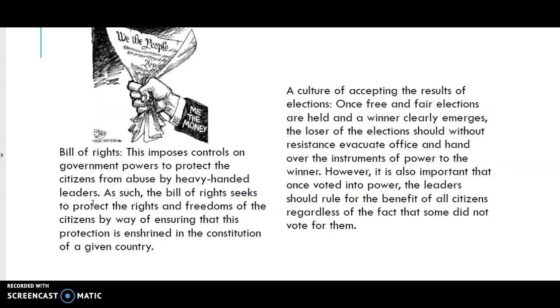Okay? So once free and fair elections are held and a winner clearly emerges, the loser of the elections should, without resistance, evacuate the office and hand over the instruments of power to the winner. Okay? In a democratic government, nobody should stay in power for longer than they are supposed to be staying in power. Okay? Nobody should try and hold on to that power that they had, or nobody should refuse to give the power or to give the position, the governing position, to the next candidate who won fairly the elections.